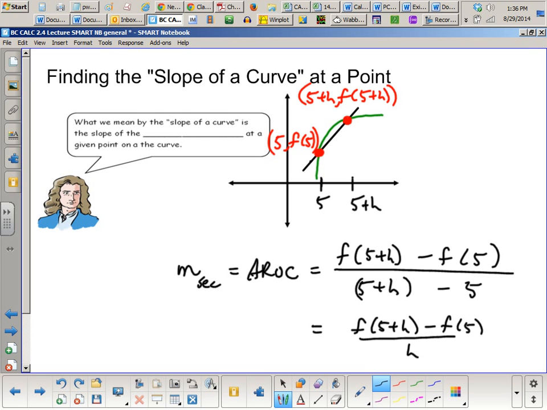So if you were to ask David, what do you mean by the slope of a curve? He would say, what I mean by the slope of a curve is the slope of the tangent line to a given point on the curve. So let's fill that in here.